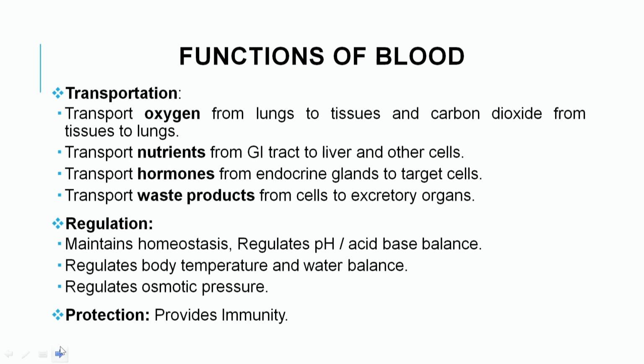Blood transports hormones from the endocrine glands to the target cells wherever they are required to act. It also transports waste products from the cells to the excretory organs, from where they can be disposed. Blood also regulates the maintenance of homeostasis.